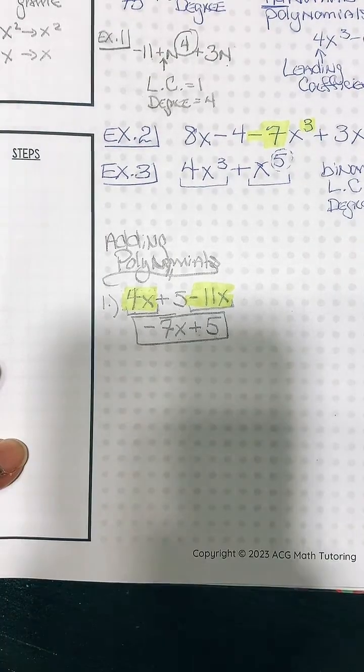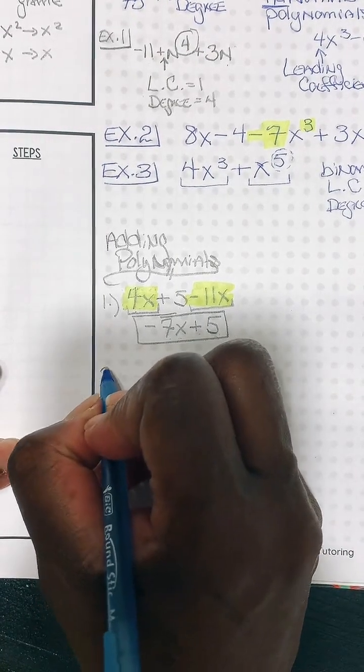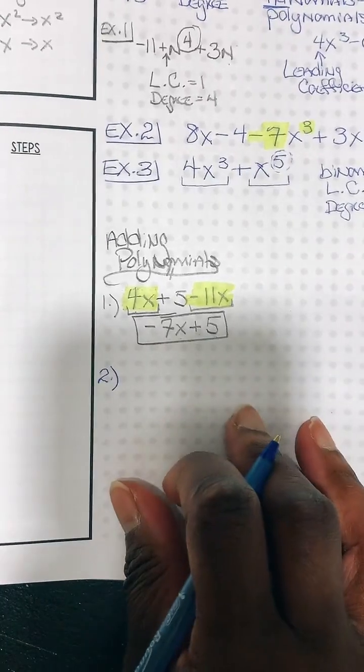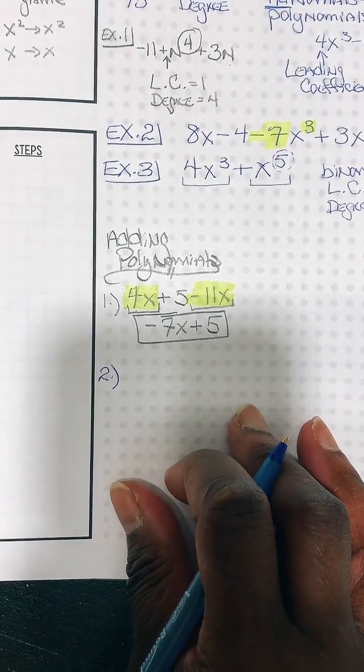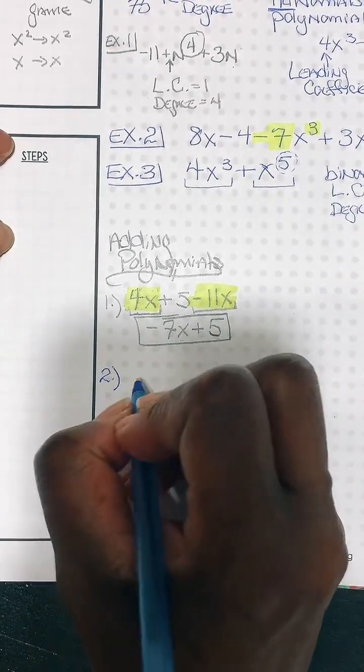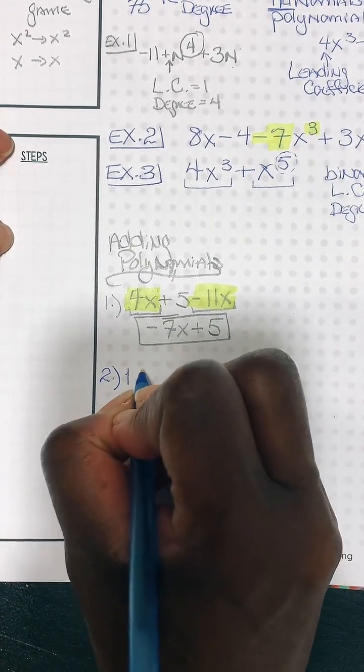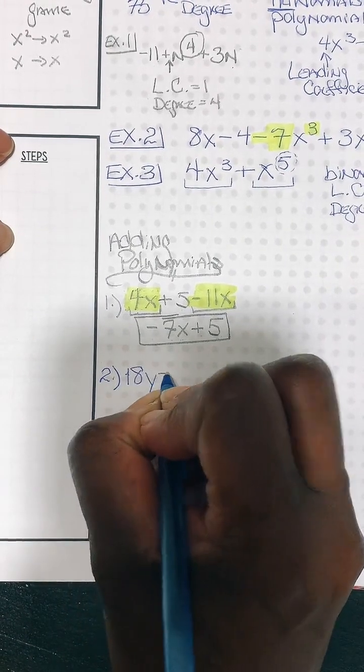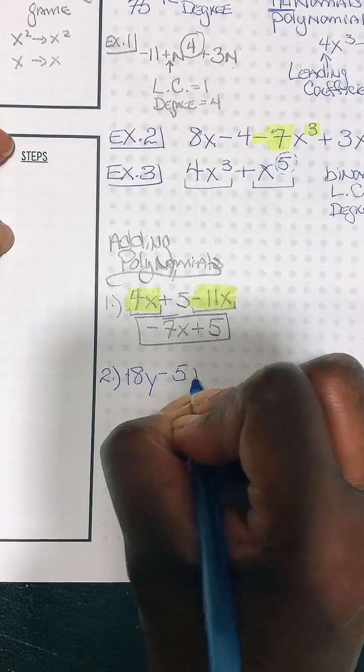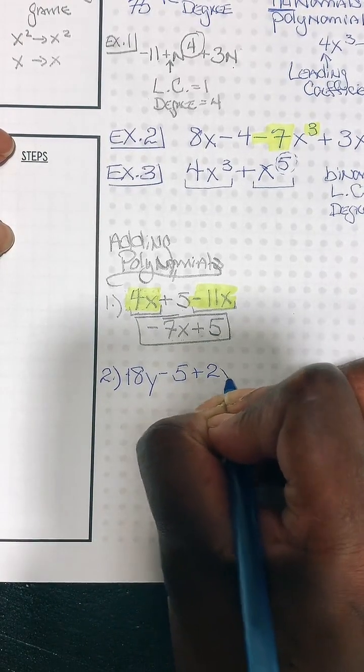Let's try another one. Let's see if I put it in pen. So if I have 18y minus 5 plus 2y.